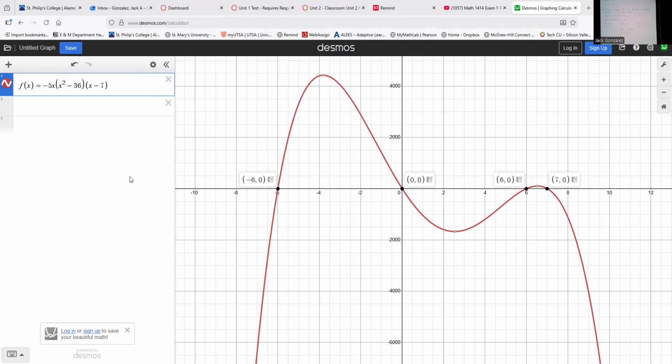Anyway, so on paper we set it to 0 and factored. Well, it was already factored. We just solved. But that's what we solve for, and that's what they mean by find the zeros. Okay. Now let's move on to something else.